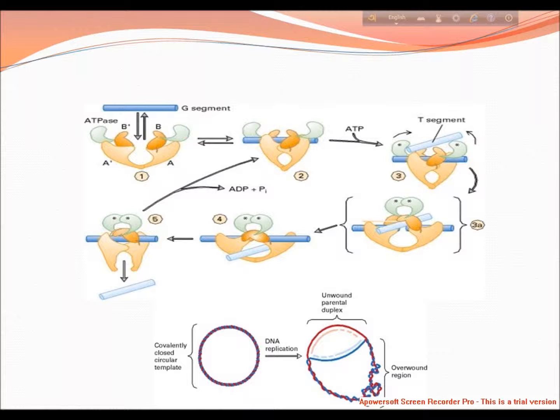The T segment then passes through the cleaved G segment into the large central cavity. The ligation of the G segment leads to the release of the T segment through the gate at the bottom of the enzyme. The hydrolysis of ATP and the release of ADP and orthophosphate allow the ATP binding domains to separate, preparing the enzyme to bind another T segment. The overall process leads to a decrease in the linking number by 2.